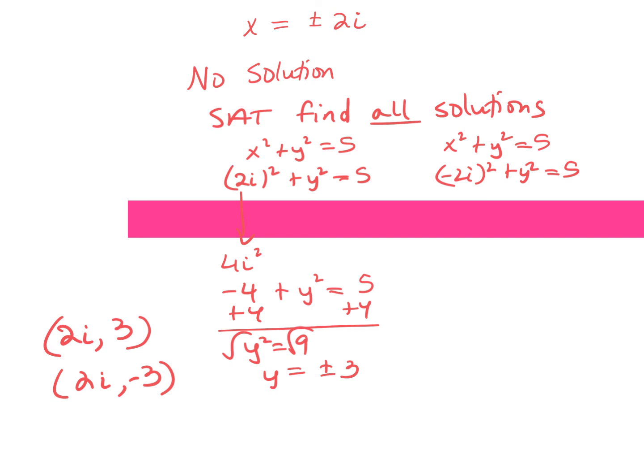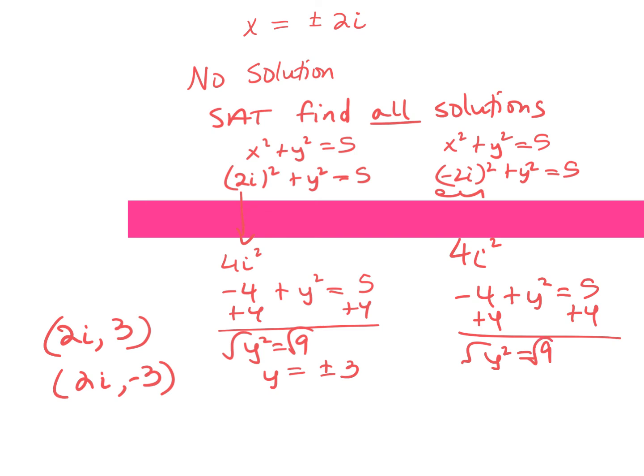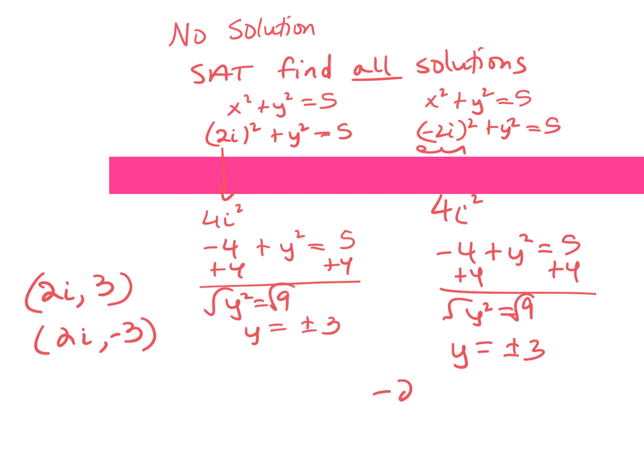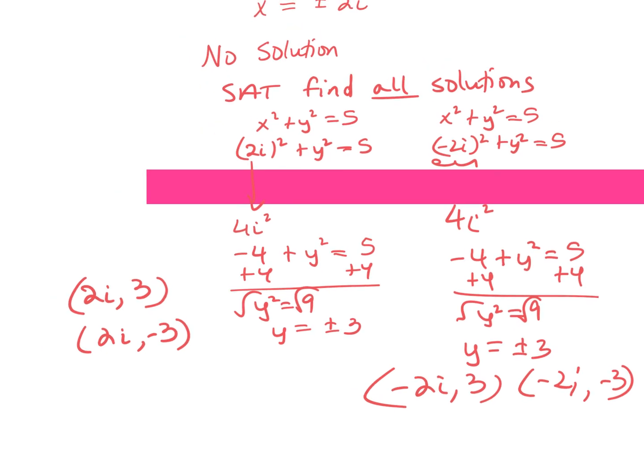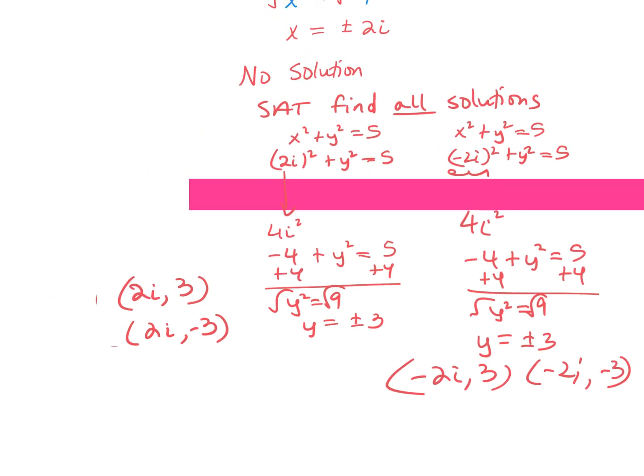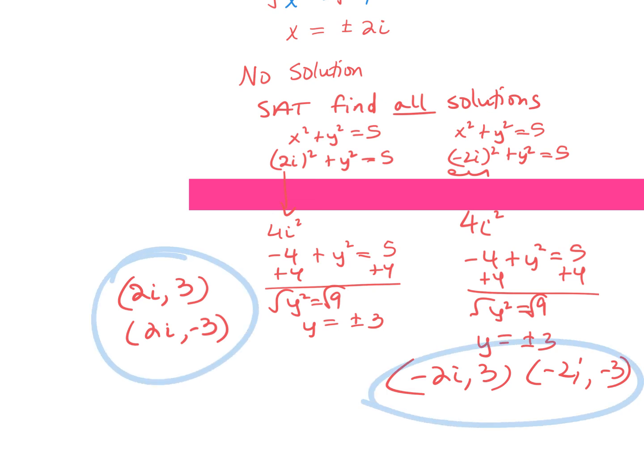And now the same thing's going to happen here. When I square this, it becomes 4i squared, which turns into negative 4. Add the 4. I get the same y value. Square root it. y equals plus and minus 3. So now a negative 2i gives a positive 3 and a negative 3. So again, if it asks for all real solutions, then you would have given these 4.